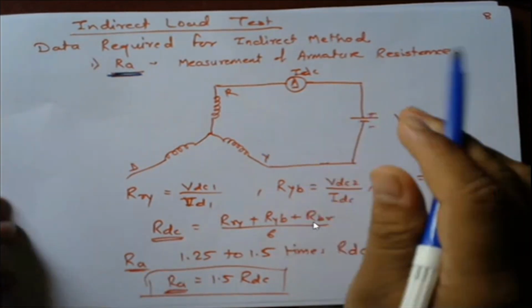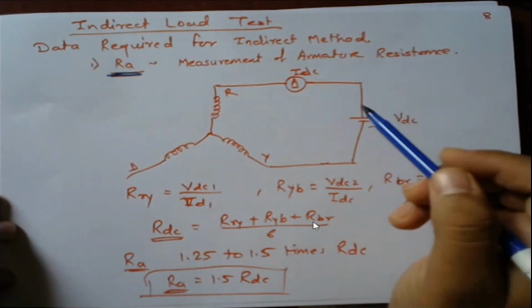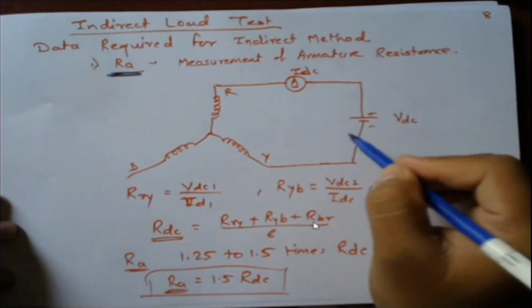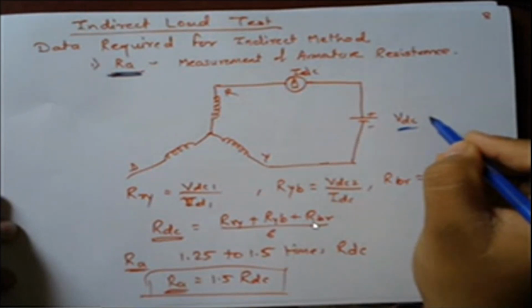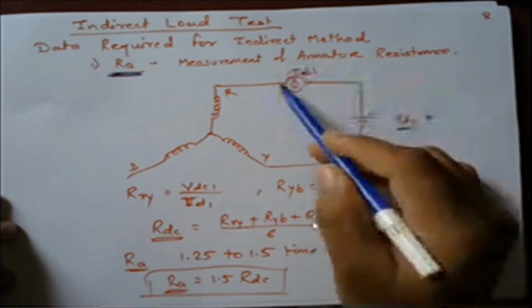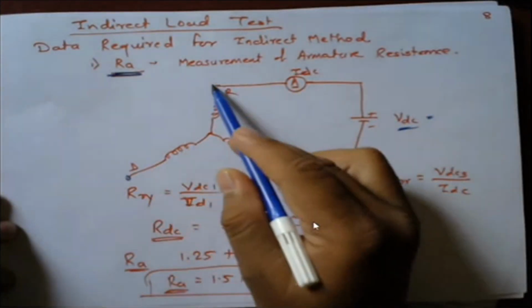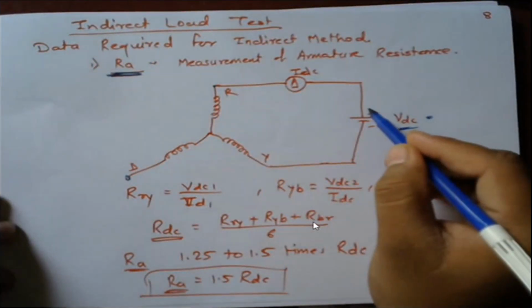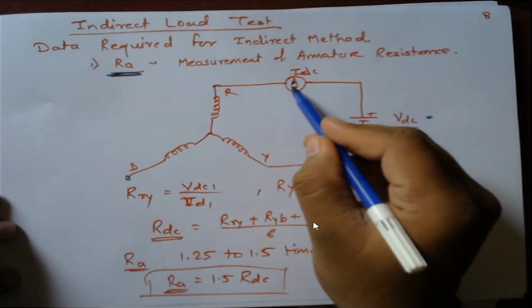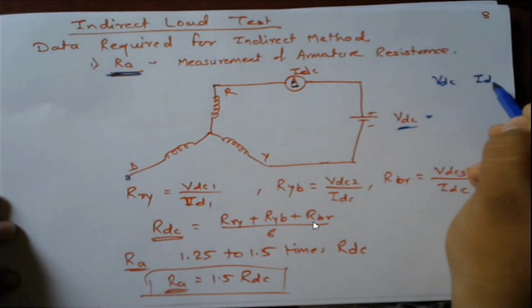Just remove the armature from whatever load it is connected to. In that case, I will apply some DC voltage. It may have some value. We have to apply the DC voltage so that there is some current through the winding. So this winding is kept open, and at the terminals R and Y, I have applied some DC voltage and I'm going to measure the DC current over there. Fine. So I will get VDC and IDC.